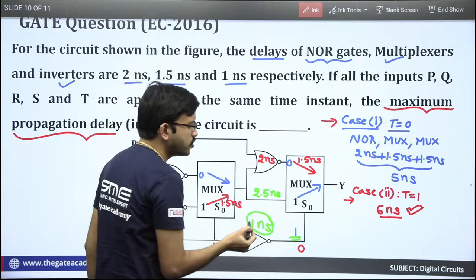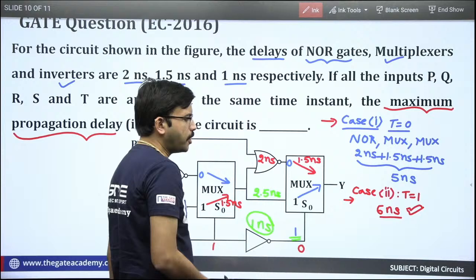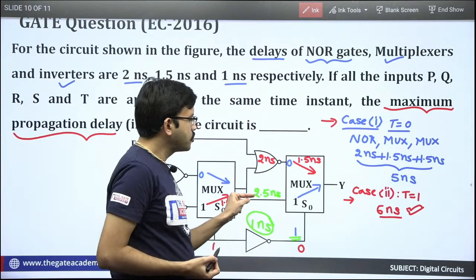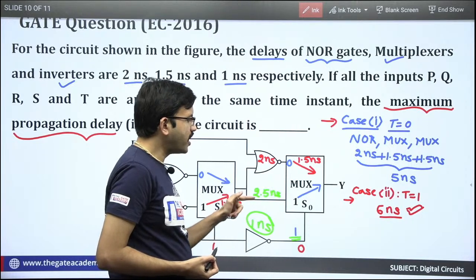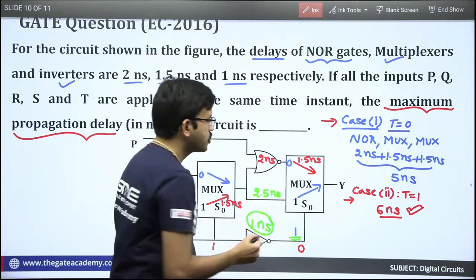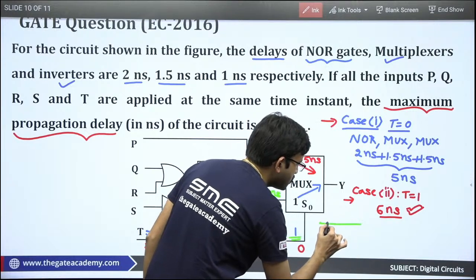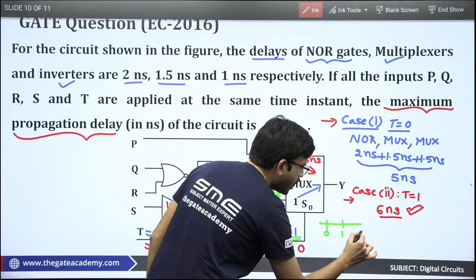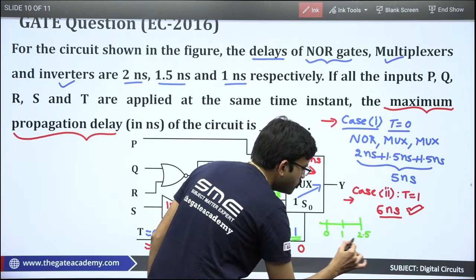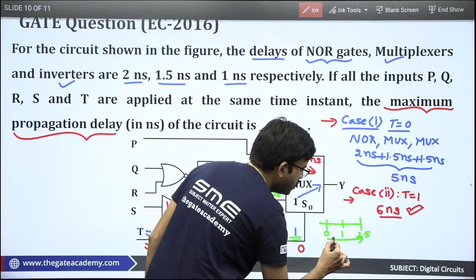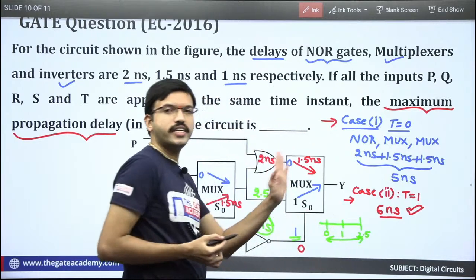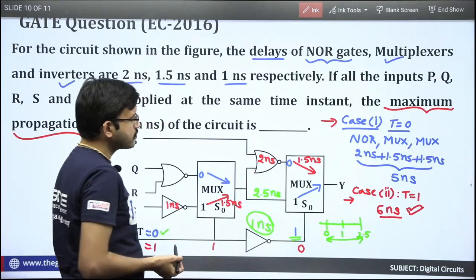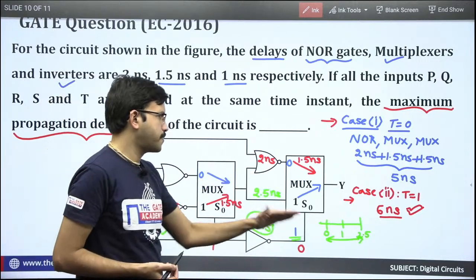Now carefully observe, you have two parallel paths. Here the selection value is 1 at 1 nanosecond, but you have to wait for this particular input, which you get at 2.5 nanoseconds. If you draw the time frame, this is 0 nanosecond, here you have 1 nanosecond and here 2.5. Since you are already waiting up to 2.5, this 1 nanosecond delay is already taken care of. Similarly you can verify the other case, there also it is already taken care of.